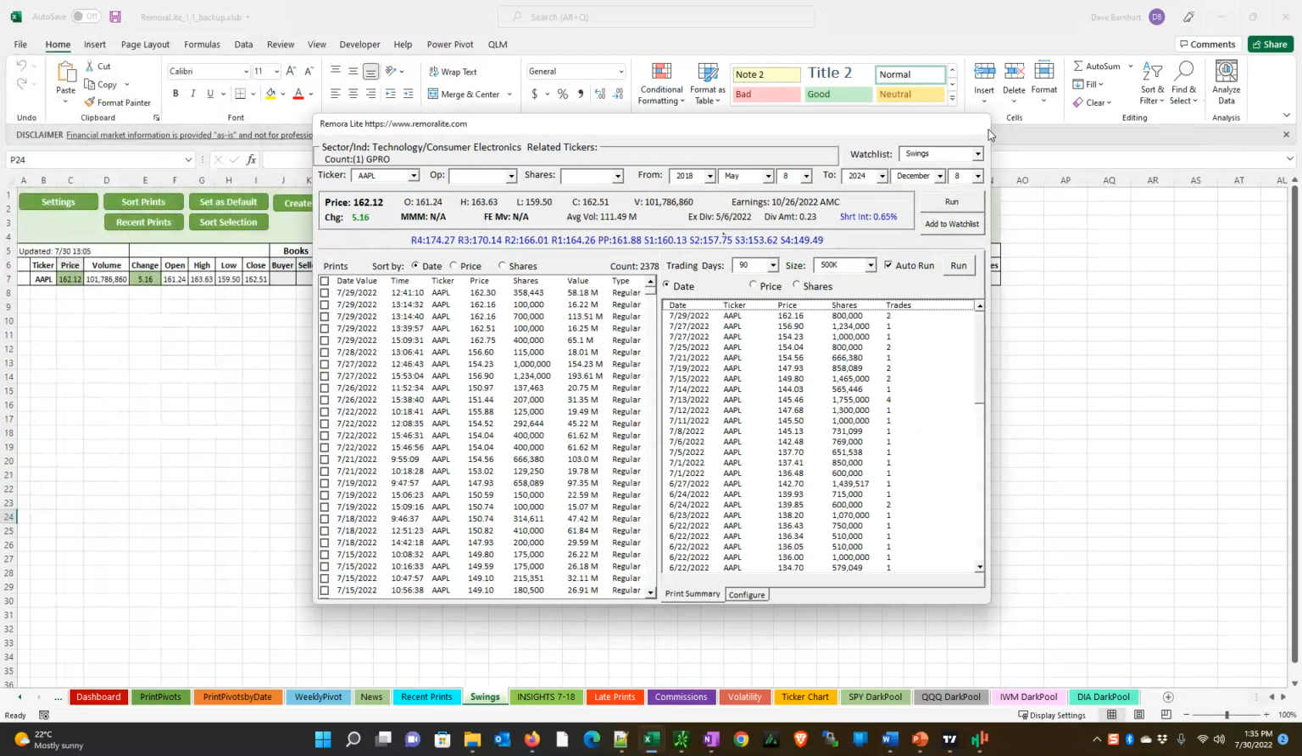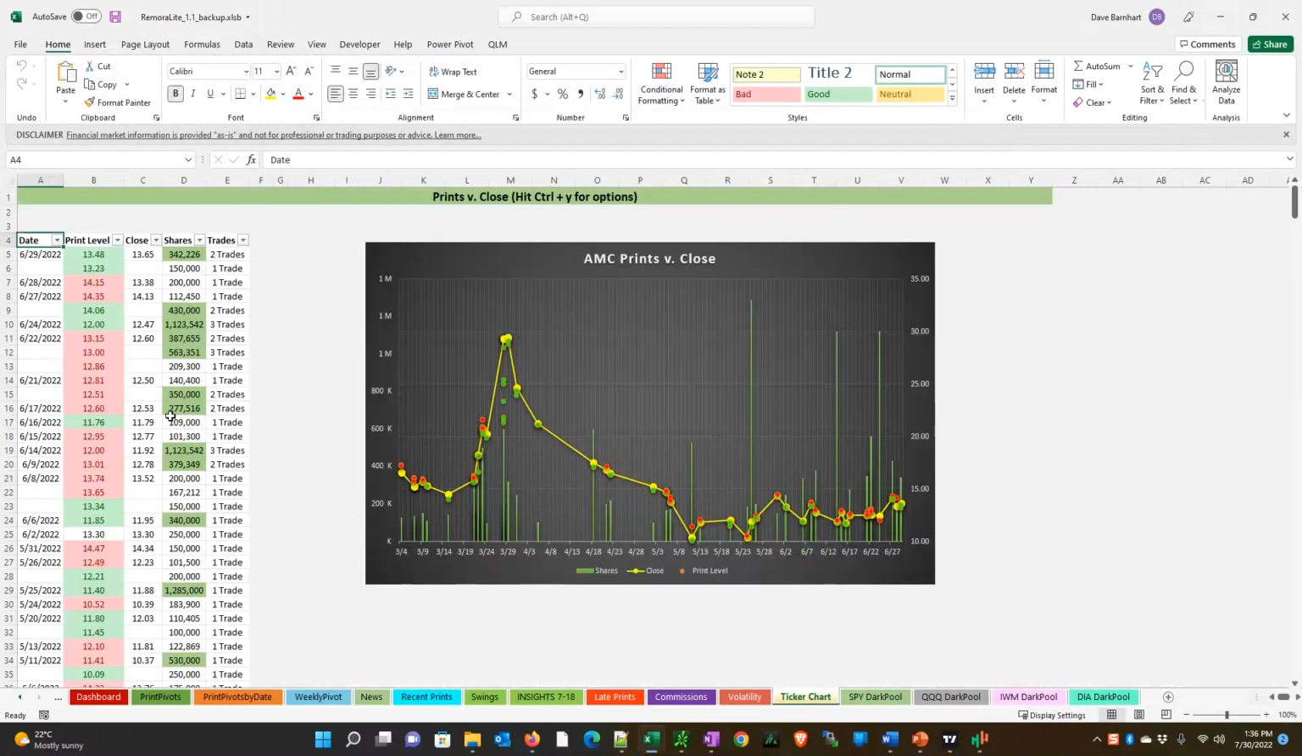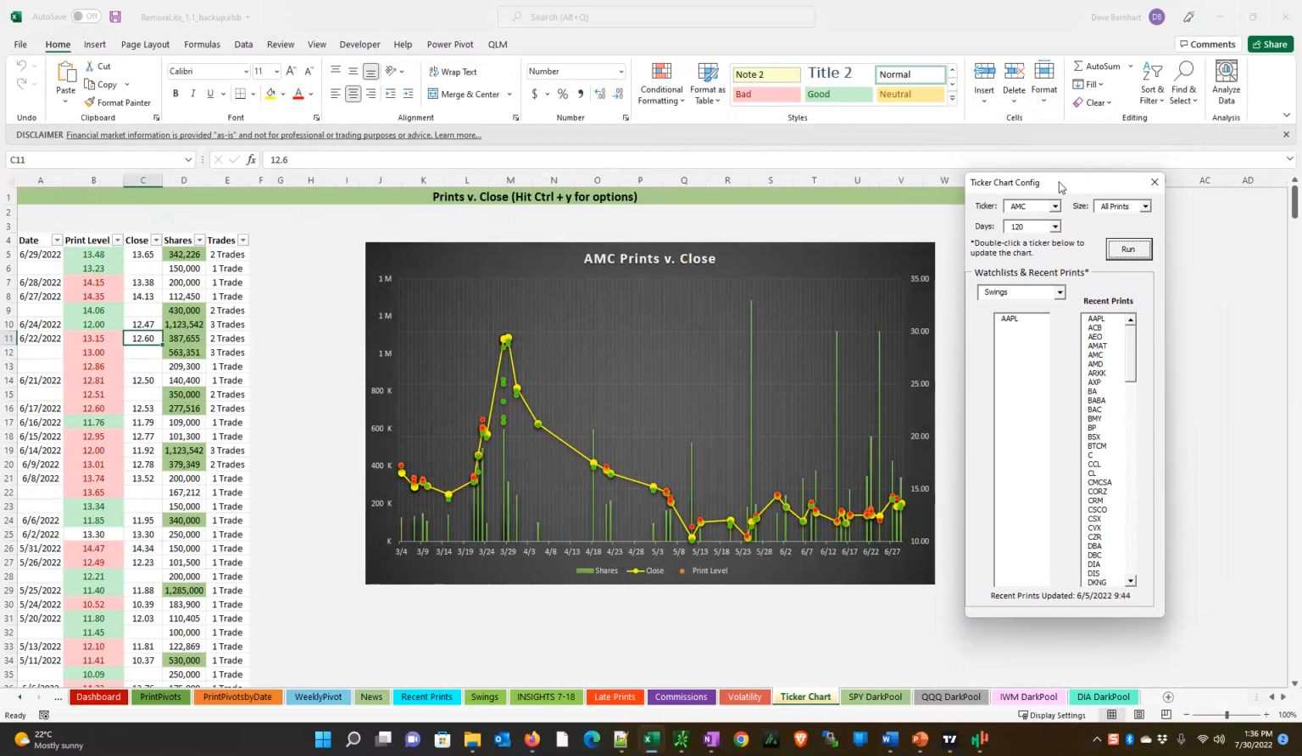So let's go ahead and look at a couple other things. I want to show you two other things, I think. One is the ticker chart. Now, the ticker chart, we're looking at different prints, right? This is just a visual sort of thing. So we were looking at the Control T, the recent prints, things like that. This says hit Control Y for options. And this is AMC.